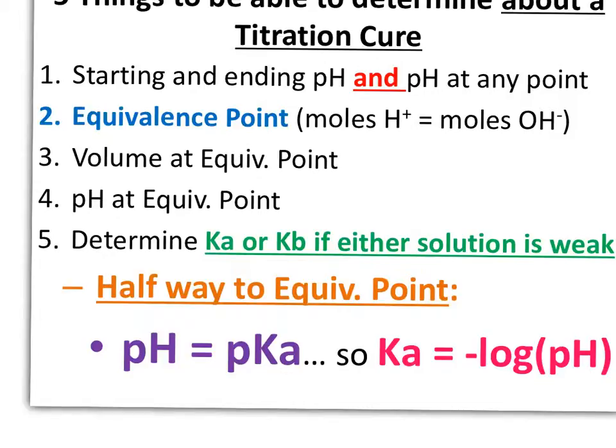Oh, okay. This makes sense now. The starting and ending pH and the pH at any point, the equivalence point, the volume at the equivalence point, the pH at the equivalence point, and determine if Ka or Kb, if the solution is either weak or strong. Did you talk about the half equivalence point with the weak and all that kind of stuff? I don't know if I have time to really cover all of this.